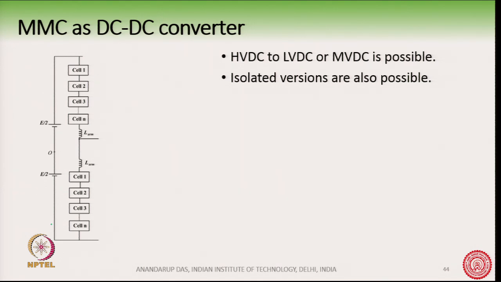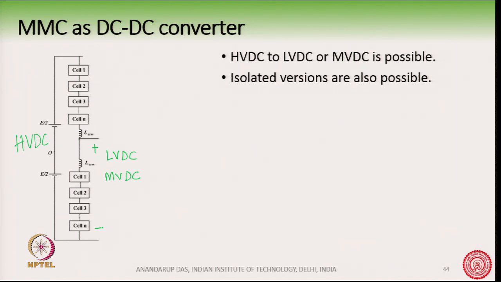So then we will need a DC to DC converter. Suppose this side then becomes an HVDC and this is an LVDC or MVDC, medium voltage or low voltage DC. It is possible. Again we use these controllable voltage sources or cells in such a way that it is very similar to a voltage divider circuit. So this is one HVDC and what we get is a fraction of the DC voltage.